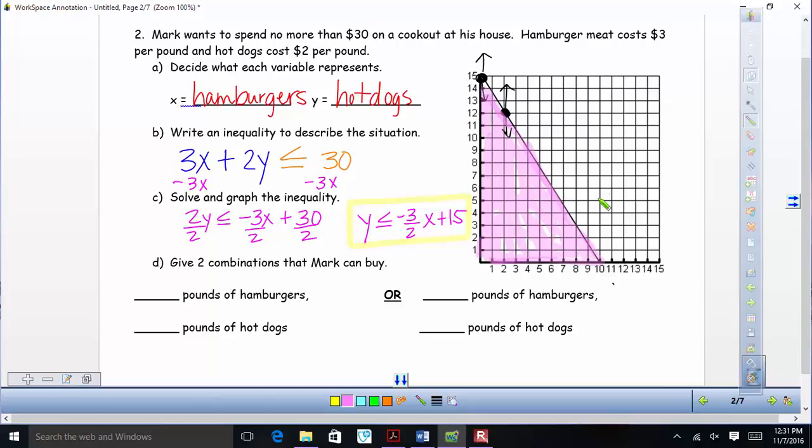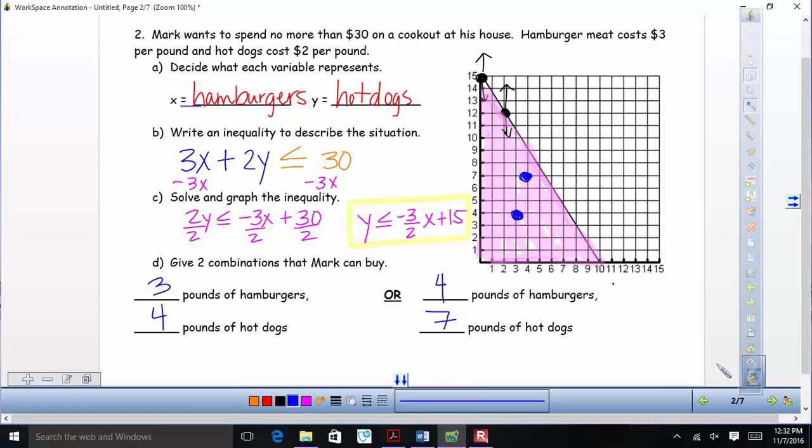Okay, so Will, give me 2 combinations of hamburger and hot dogs that I could do. 3 and 4. So if I went to 3, 1, 2, 3, 4, that's still in the shaded area, so that would work. Bella, give me a combination you did. 4 and 7. So that's still in there, so that would work. Perfect.